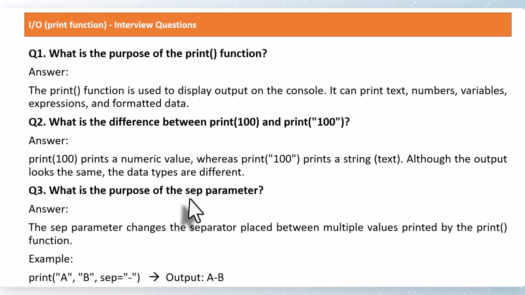What is the purpose of the sep parameter? The sep parameter changes the separator placed between multiple values printed by the print function. For example, you have print "A", comma, "B". Normally, it will print A space B. The separator is a space by default, but I am replacing that separator with a hyphen. So in this case, the output will be A hyphen B.